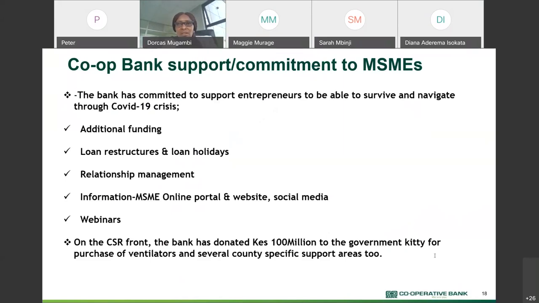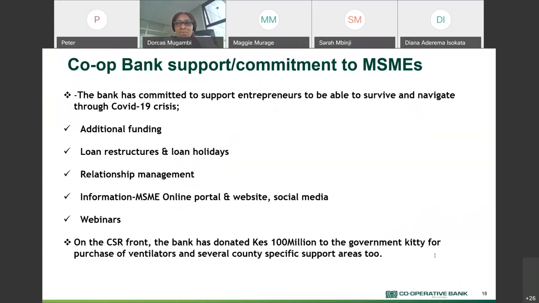And of course, what is required for those businesses that feel they are struggling is that you go to your branch and talk to your branch manager or your relationship manager, and out of that they can give you the correct structure.